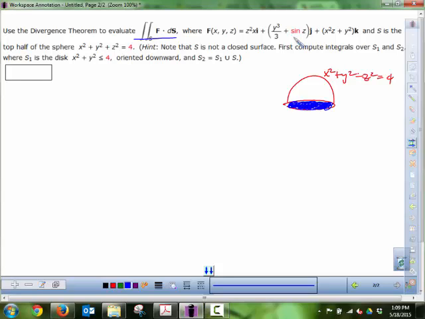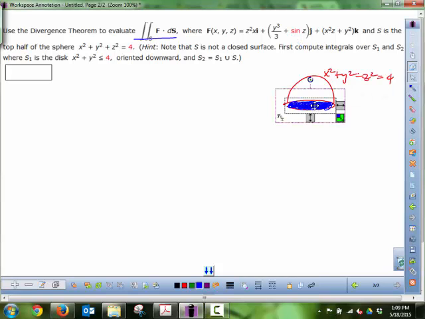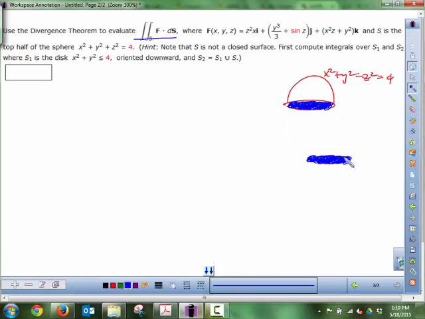So instead, what we're going to do is cover it with this disk over here. And we're going to look at this disk just to match the normals. If this was going to completely cover the solid, now a hemisphere, we're going to want our orientation to be going downward. And so that's why they suggested that we have a downward orientation for our cover.